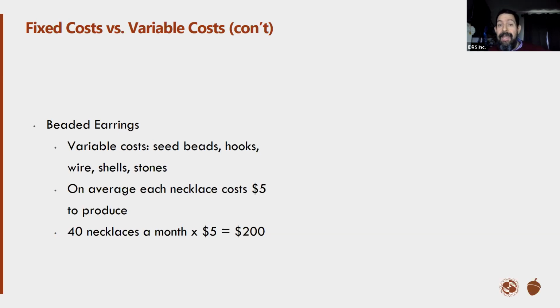And then how do you get your monthly costs? Well, we already talked about that we're going to produce 40 of these necklaces a month. So all we're doing is multiplying 40 times $5, and that equals $200. And now we're going to change some of these numbers as we go through and plug these into our cash flow projection sheet. However, right now we've got at least a number that we can put on there, right?